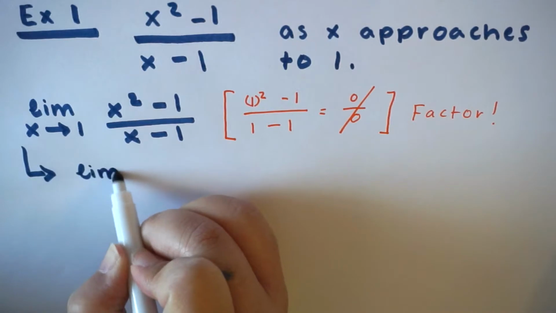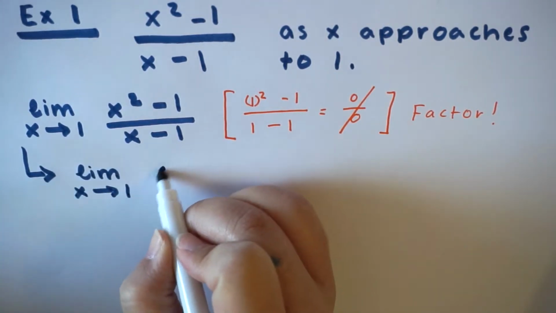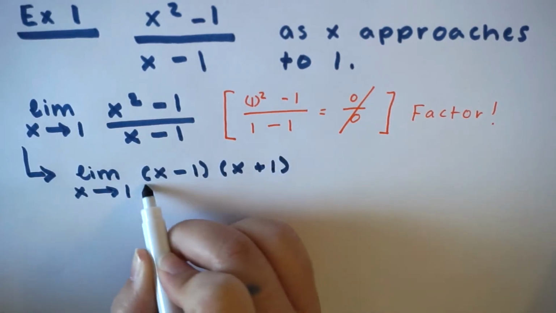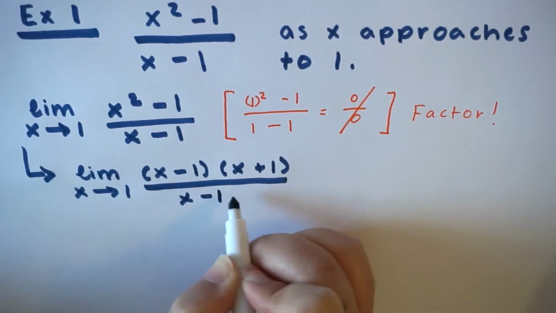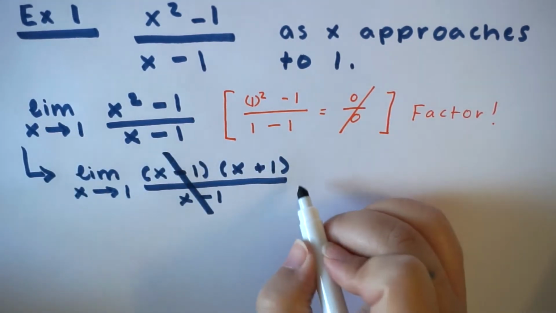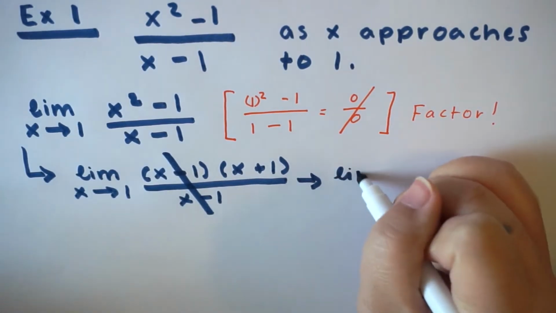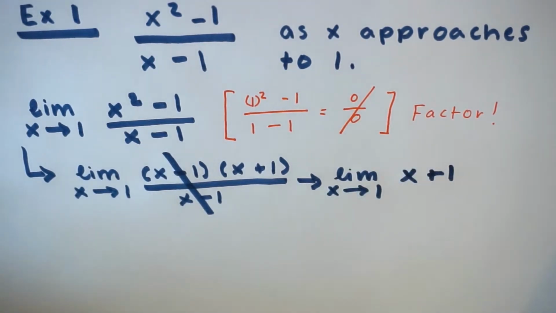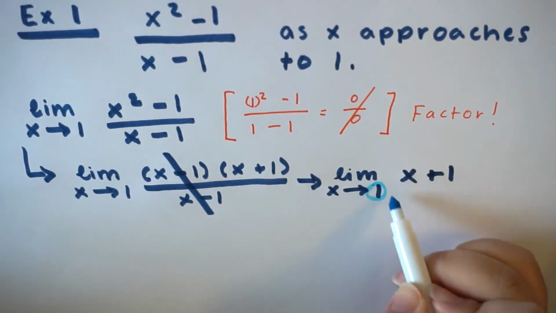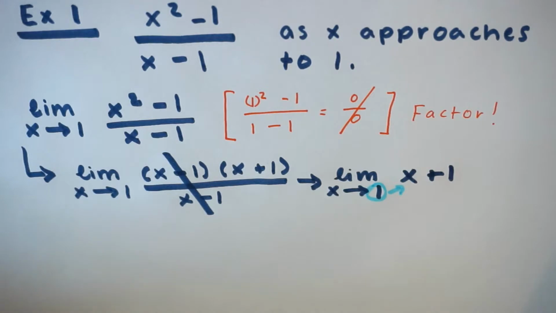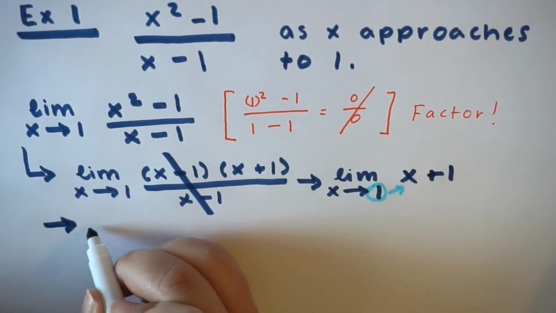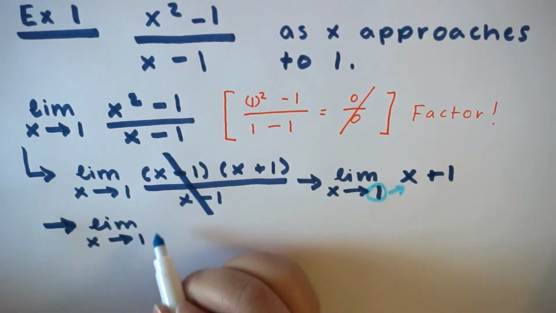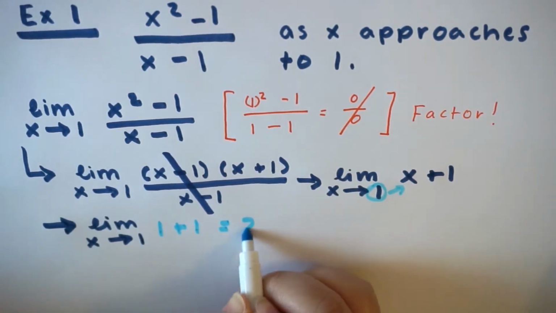So then we write it again. The limit as x goes to 1 of x minus 1 times x plus 1 over x minus 1. And you can cancel out x minus 1 in the numerator and the denominator, and that will give you, again, the limit as x goes to 1 of x plus 1. You can take the number 1 and replace it in x, so 1 plus 1 will give you 2.